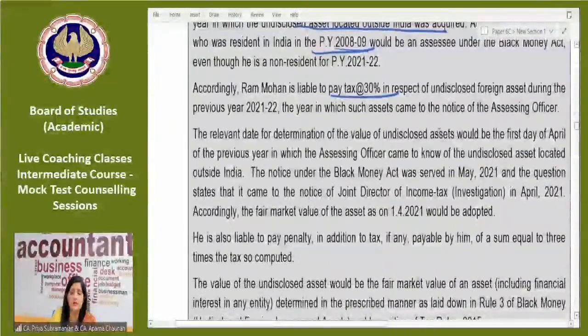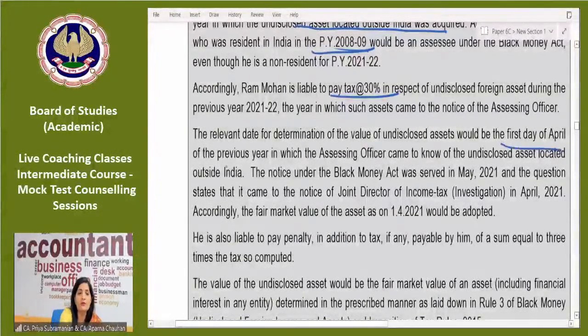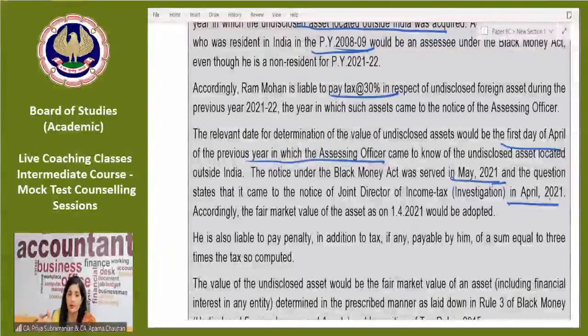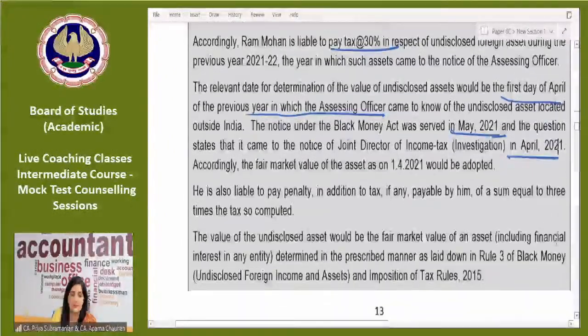What is the procedure for determining the value of the assets and everything? For determining the value of the undisclosed assets, the relevant date would be the first day of April of the previous year in which the asset comes to the notice. Means on that date, you have to determine the value of the assets. The notice was served on Mr. Ram in May 21, and the question also said that in April 21 it came to his notice. Once it came to notice, then the relevant date, 1st of April 21, has to be considered for determining the fair market value of the assets.